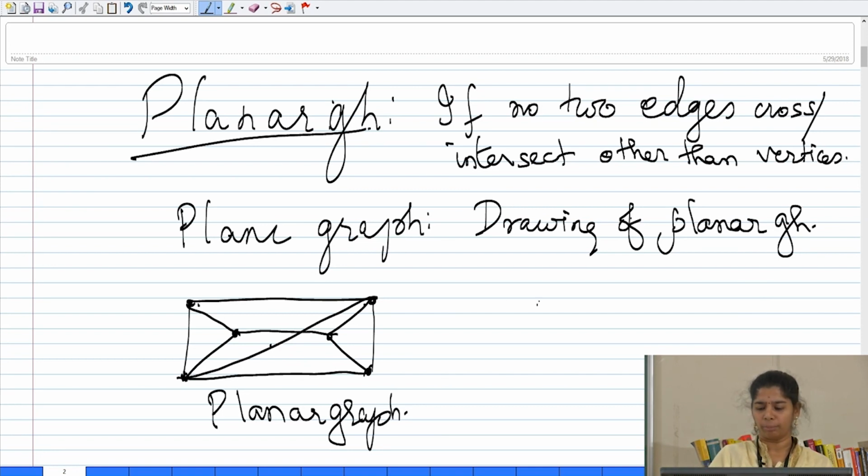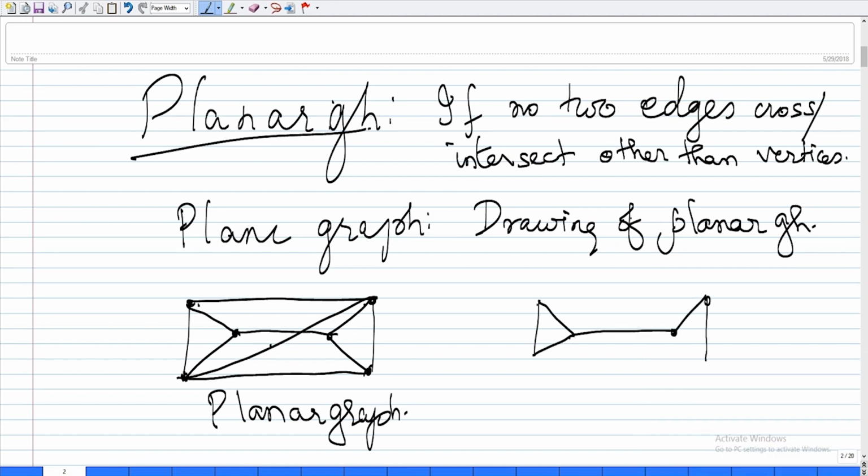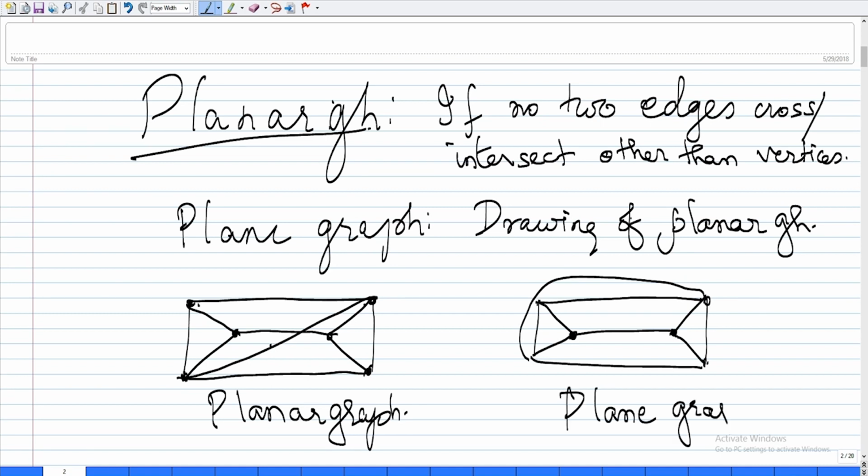So, if I want to draw the plane graph for this, I can just pull it out, right. So, everything is in the plane, right. I mean there are no two edges that cross except at my vertex set, right. So, this is a plane representation, or we call this a simple plane graph.